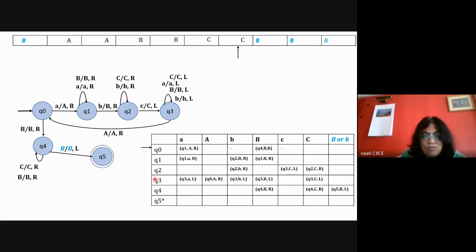For example, we'll see now state Q3. In the state Q3, how many outgoing transitions are there? 1, 2, 3, 4, and 5. So for Q3 there are five entries. With small a, it remains in the same state. With small b, it remains in the same state. Capital B, it remains in the same state. Capital C remains in the same state. But capital A goes to Q0. So capital A is going to Q0 from Q3, and A remaining A to R. This way you need to create the transition table. Okay, so I think you have understood the logic.